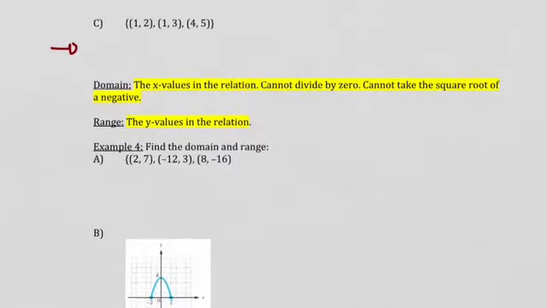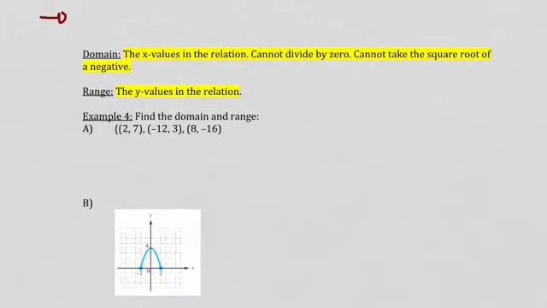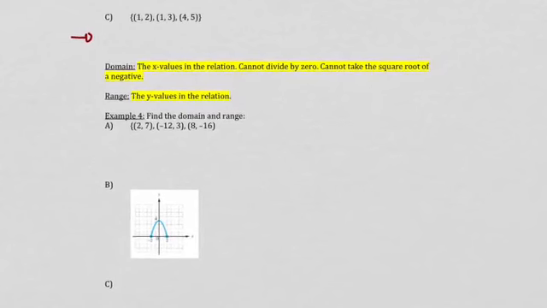Domain, let's talk about the domain right now. The x value in the relation cannot divide by 0, cannot take the square root of a negative. Range is the y value. Basically, I like to summarize that we are reading the domain horizontally, and then we are reading the range vertically.